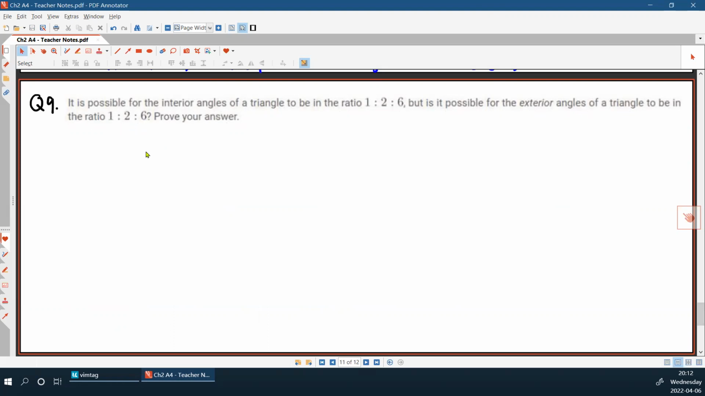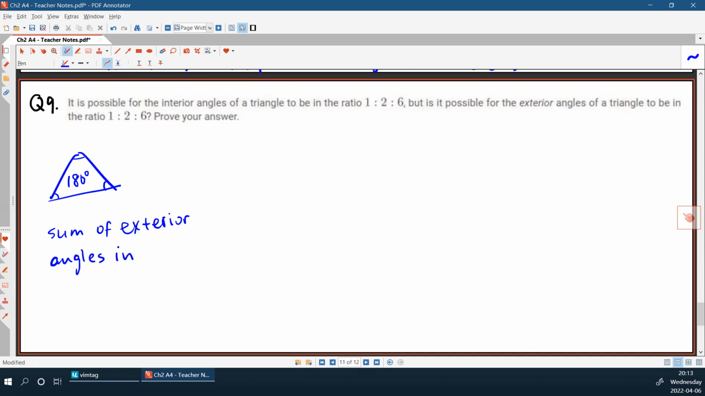Prove your answer. Okay, so for an arbitrary triangle, we already know that the sum of the 3 interior angles are 180 degrees, right? And also we have proved actually the sum of the 3 exterior angles in the triangle is how many? You still remember that?